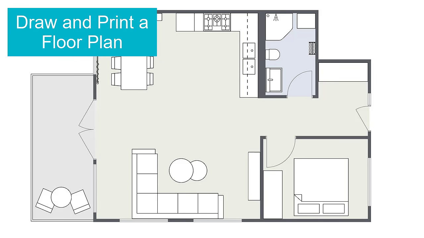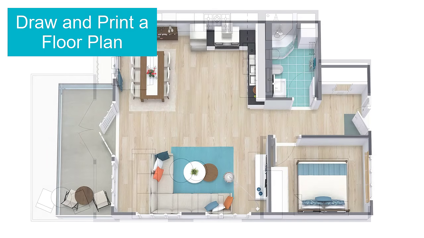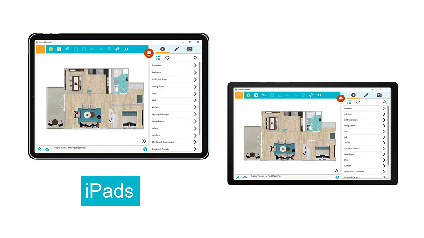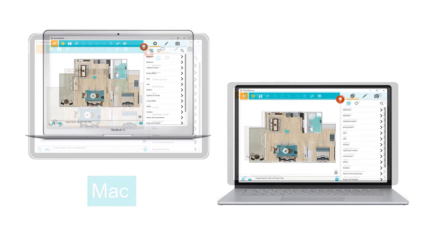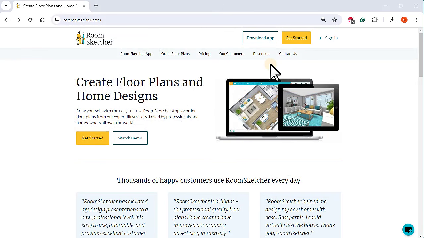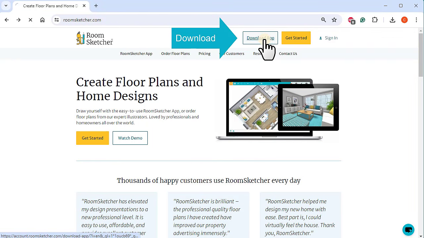In this video, I'll show you how to draw and print a floor plan using the RoomSketcher app. The app works on iPads and Android tablets, and Mac and Windows computers. So, if you're currently on a tablet or computer, just open the RoomSketcher website and click the Download App button.